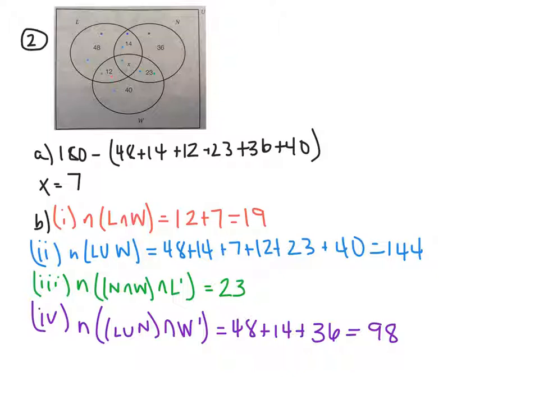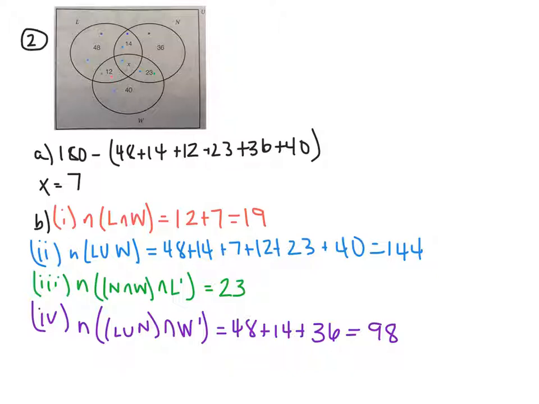Part B, number 1, they want us to find the number that advertise in both the local and on the internet. So that is L intersect W. So that's 12 plus also the 7 that are doing all 3, so 19.